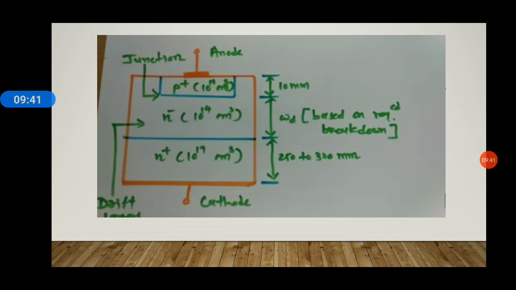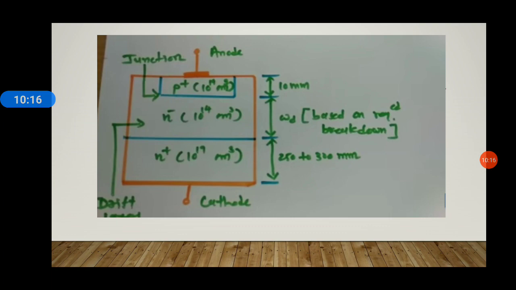The thickness of this layer is around 10 micrometer and the doping level is 10 to the power 19 per centimeter cube. Here it is written centimeter to the power 3, but it is centimeter to the power minus 3, that is per centimeter cube. The last layer, the heavily doped N plus layer, acts as a cathode. The thickness of this layer is around 250 to 300 micrometer and the doping level is 10 to the power 19 per centimeter cube.